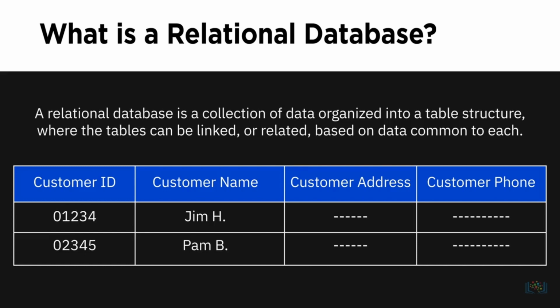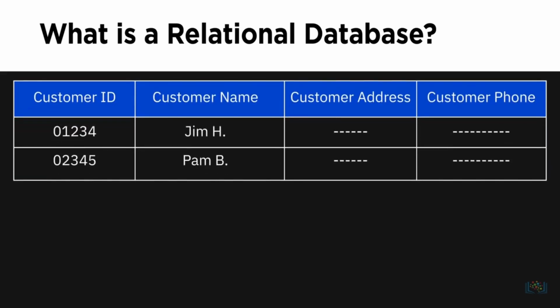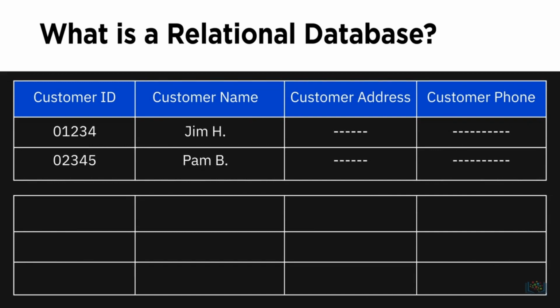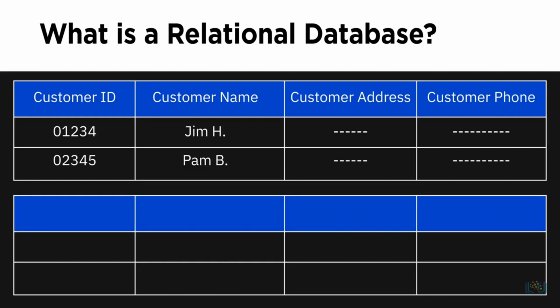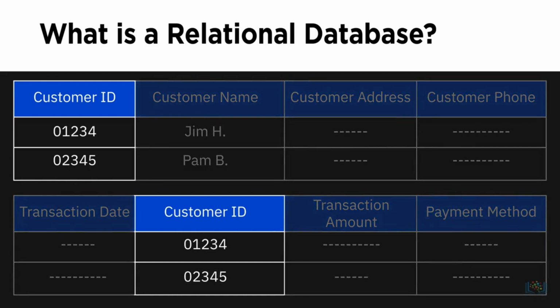Now, let's understand what we mean by tables being linked or related based on data common to each. Along with the customer table, the company also maintains transaction tables that contain data describing multiple individual transactions pertaining to each customer. The columns for the transaction table might include the transaction date, customer ID, transaction amount, and payment method. The customer table and transaction tables can be related based on the common customer ID field.